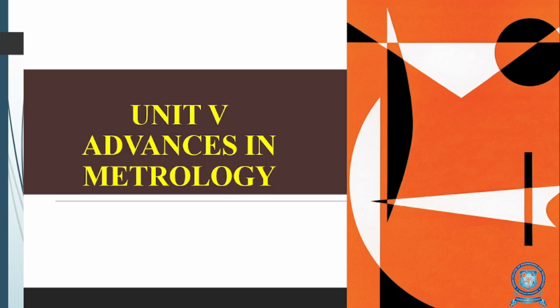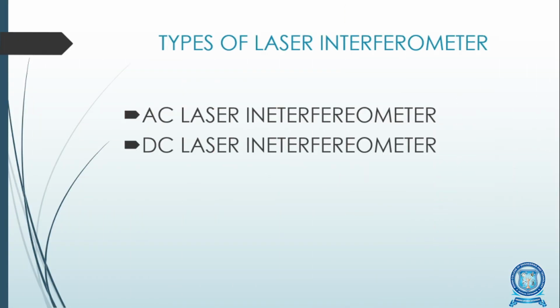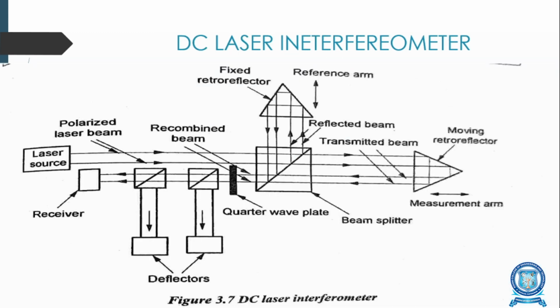Advances in metrology. Types and uses of laser interferometer. The main thing is the types of laser interferometer. There are two different types of laser interferometer: one is the AC laser interferometer, and the other is the DC laser interferometer. So first, the DC laser interferometer.